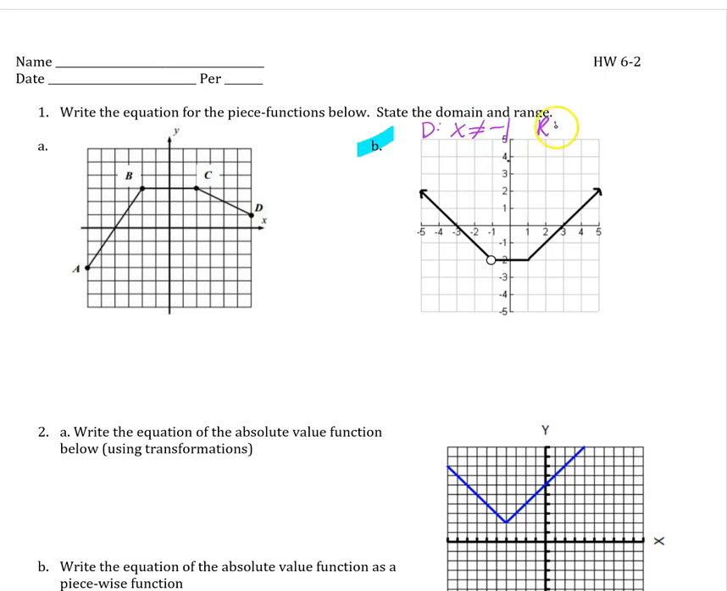The range, based on the end behavior, is going up toward positive infinity, but its low point is down here at 2. So the range is from 2, including 2, to infinity. Alright, so now I'm going to write the equation of this piecewise function and recognize that it's made up of 3 lines. 1, 2, 3. In order to come up with the equation of a line, I need the slope and the y-intercept.